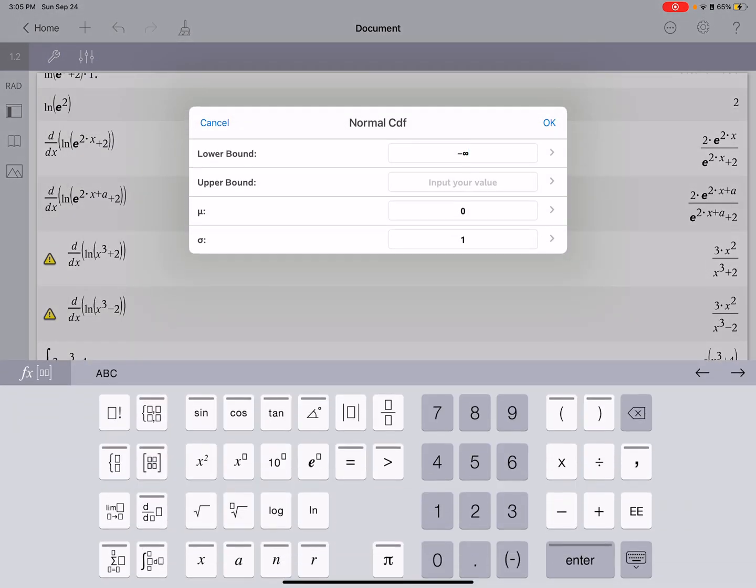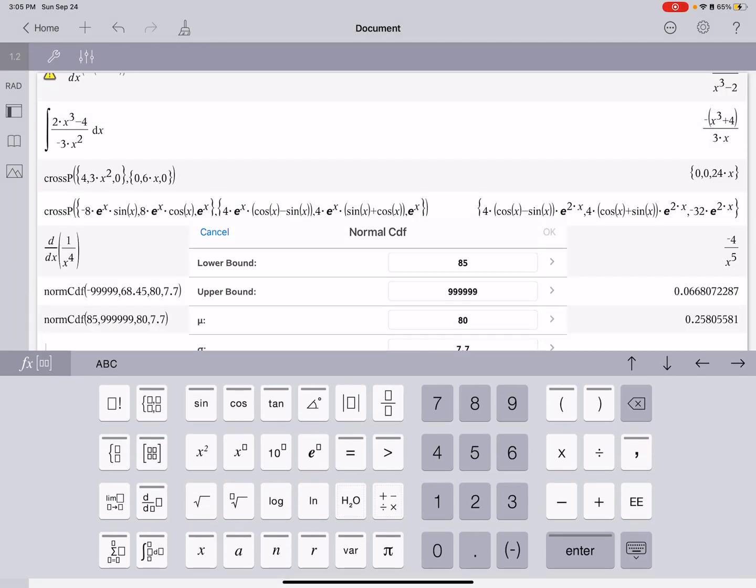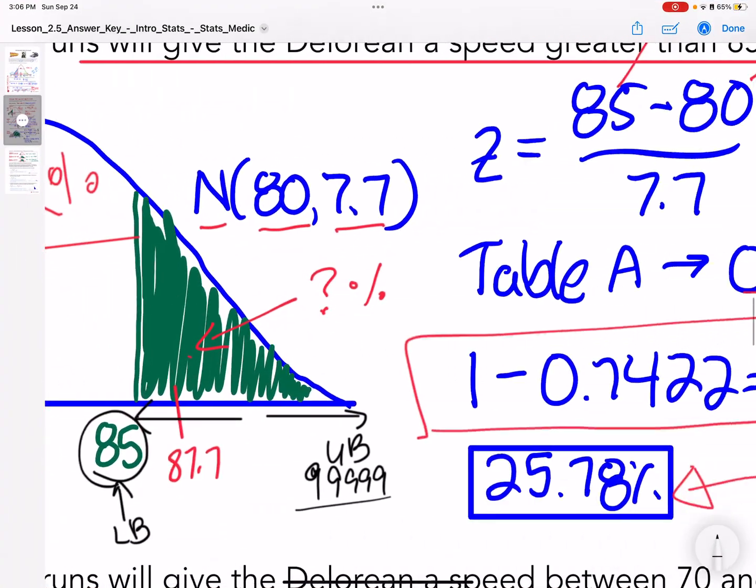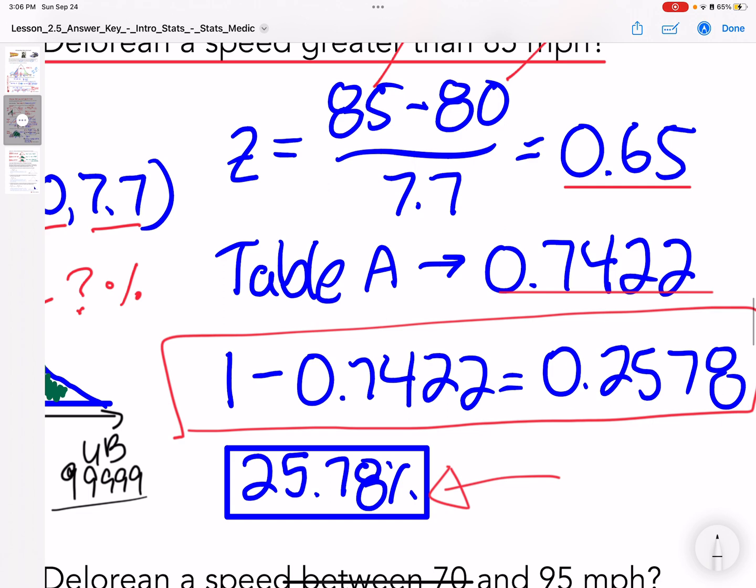And my lower bound is going to be, remember, the most left of the curve. This one was 85. The most right of the curve was going all the way off, which is 9999. And then the mean is going to be 80, like it was, and the standard deviation is still 7.7. And that gives me 25.81%. And we got from our table something very similar, 25.78%.